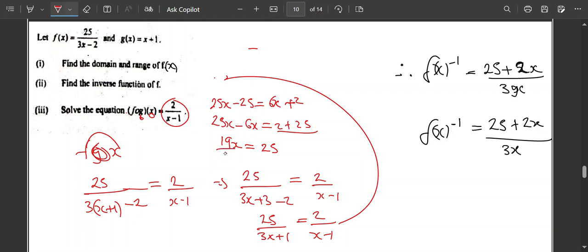So then you divide throughout by 19. Then we'll be able to solve the value, all right? 25 over 19, if I'm not mistaken. So this is how you should solve the equation. All right, so we are done with that one.